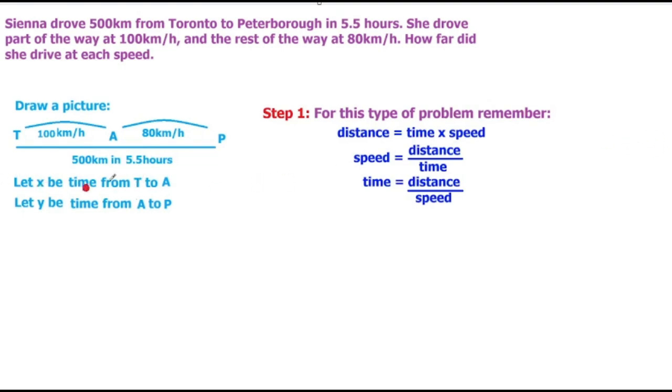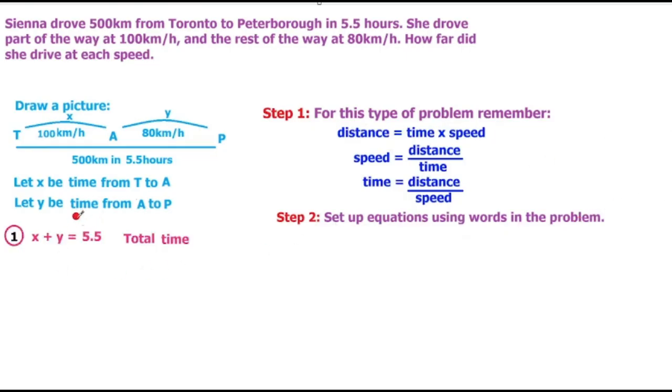Now we could let x be time from Toronto to this point, and then let y be time from this point to Peterborough, okay? So here we put our x and our y. And now it's a little bit more clear now, right? So now we can set up our equations using the words in the problem. So the total time it takes is 5.5 hours. But the time here is x and the time here is y. When you add those together, you'll get 5.5.